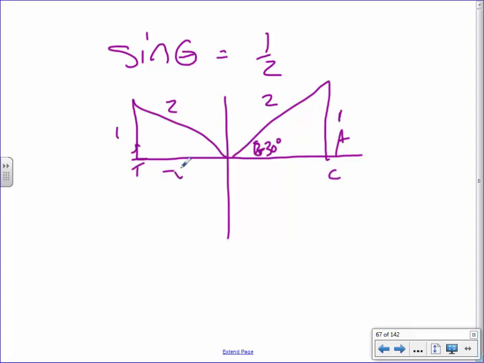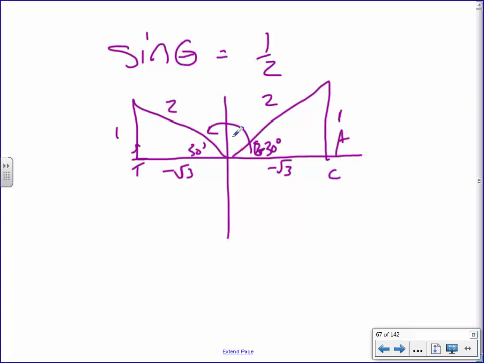Opposite over hypotenuse. This is, I think, what most of you guys are working on in your assignments the other day. Why are there two answers? Well, one of the reasons is that you can draw a triangle in this quadrant here, and you can draw a triangle in this quadrant here. But I want to use this manipulative to show you another reason why.